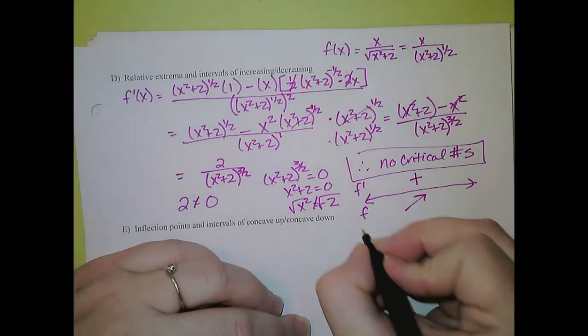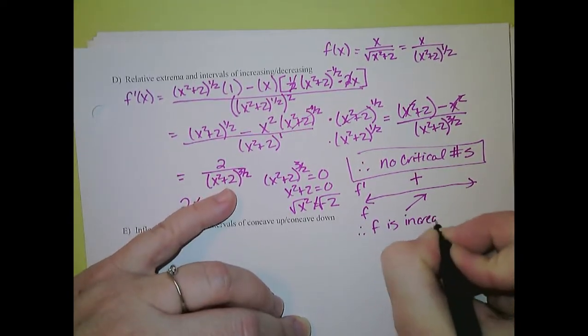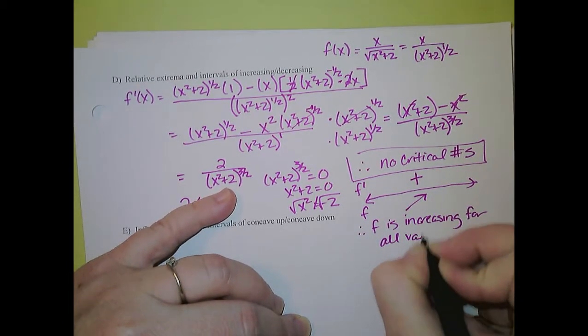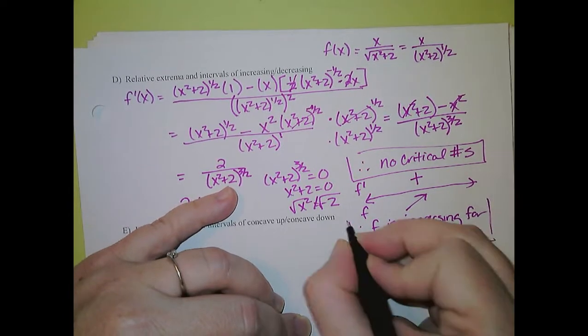My first derivative is positive, so my function is increasing everywhere. So we can say that f is increasing for all values of x. Our function will always be increasing, in other words.